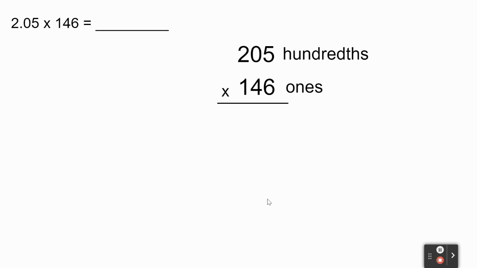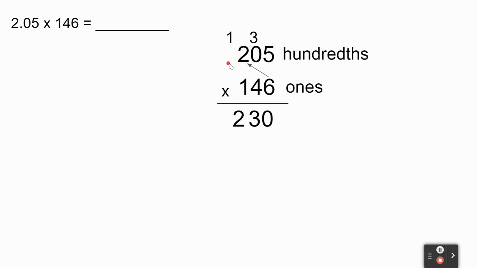Let's start by multiplying the digits in the ones place. So we're going to start by multiplying 6 times 5, which is 30. So place a 0 in the ones, regroup the 3 to the tens place. Now let's multiply 6 times 0, which is 0, plus the 3 we regrouped, which is 3. Finally, we're going to multiply 6 times 2, which is 12. So we'll put a 2 down here in the hundreds and regroup the 1 to the thousands place.